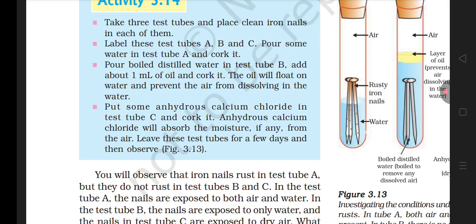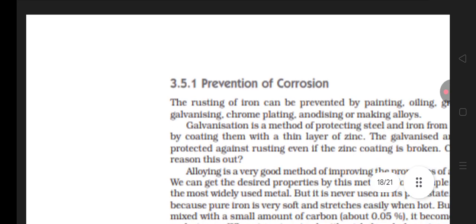So in test tube A, the iron nails are exposed to air and water. In test tube B, the nails are exposed to only water, and the nails in test tube C are exposed to dry air. What does this tell us about the conditions under which iron articles rust? Iron articles rust under conditions where they need moisture as well as air. Now let's come to prevention of corrosion.